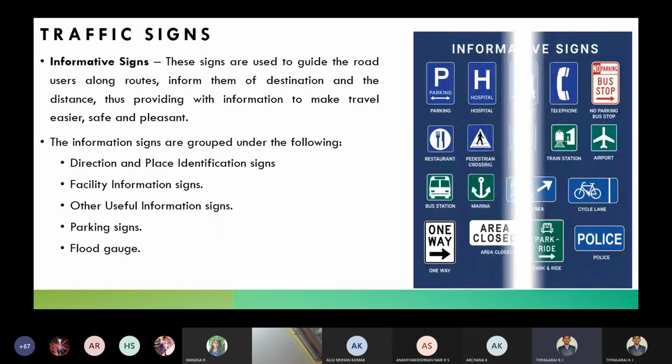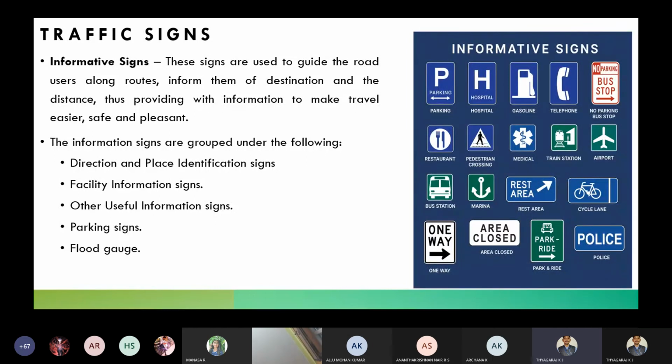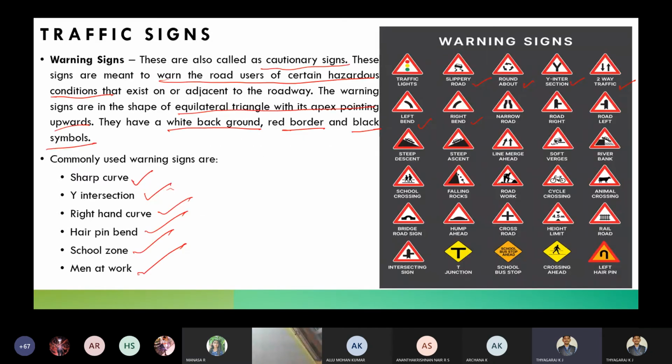Then come the informative signs, which, as the name itself indicates, provide information to the road users. Are you following? Is it okay, right? Traffic signs, kindly respond. Is it okay? Yes, sir. Why? Because, sir, these are all things you observe daily in your life. When you are moving on the road, these are the things you are going to observe. The same things have been explained here: what warning signs are and what the various types of warning signs we come across are.